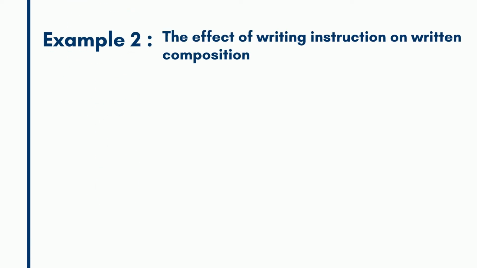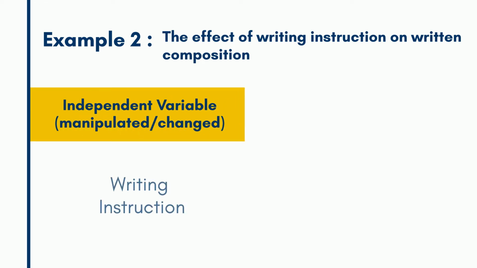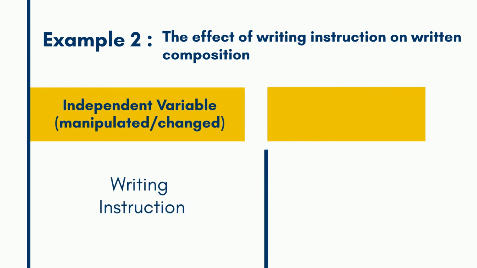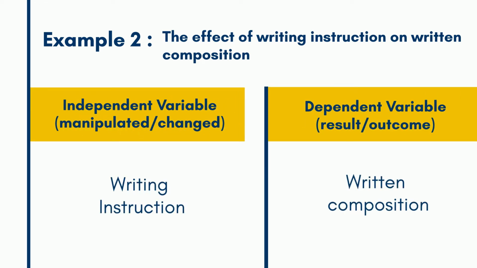In a study on the effect of writing instruction on written composition, the variable that is changed is the writing instruction, and the outcome is the written composition. Various pedagogical approaches and techniques can be used in teaching students how to write. The researcher may want to try some of the following best practices.